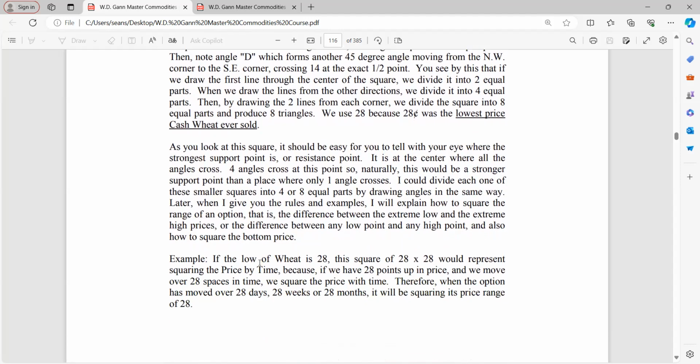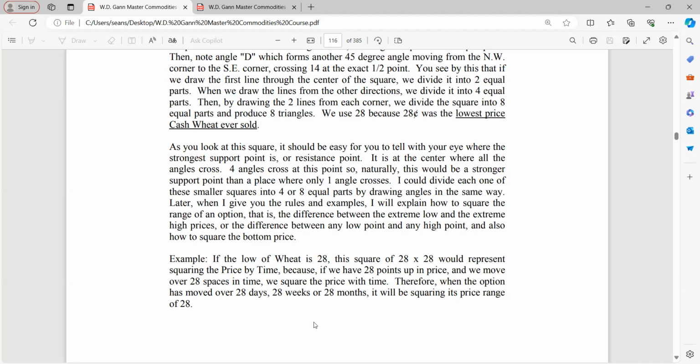Now, what's he going to do? He's going to prove the angle that we need to use in the market, which is the 45-degree angle. That's what we've been drawing here. So he says, as you look at this square, it should be easy for you to tell with your eye where the strongest support point or resistance point is. It is at the center where all angles cross. Four angles cross at this point. So naturally, this would be a stronger support point than a place where only one angle crosses.